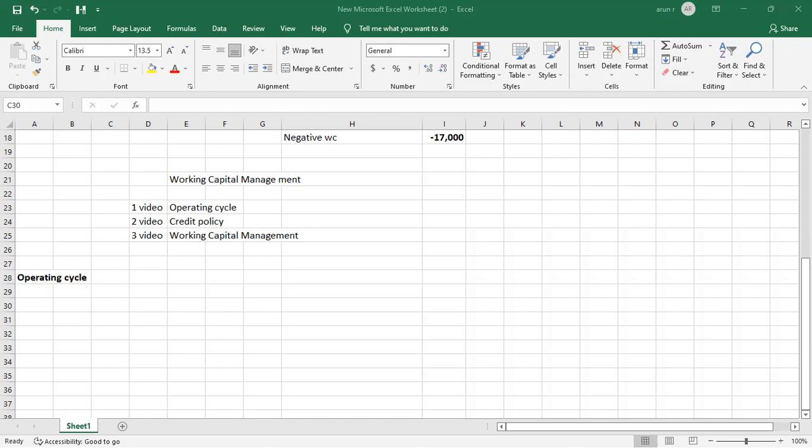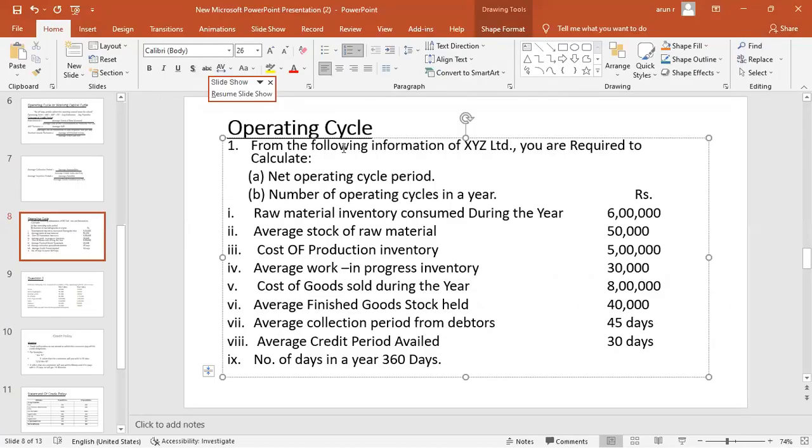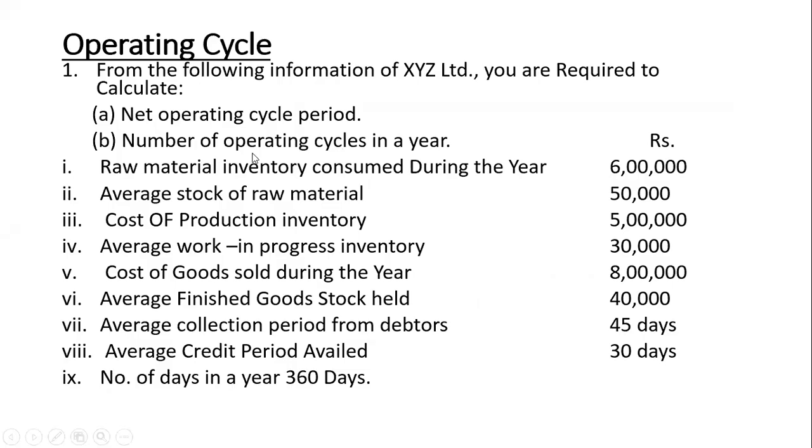Okay, this is the operating cycle question asked in the examination. In this type of question, you just answer in the simple way. I will share the Excel and do it as a shortcut. Okay, I will correct it. Sorry, the screen was not shared.